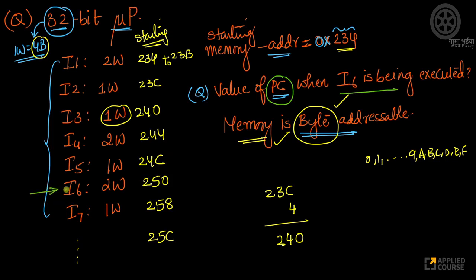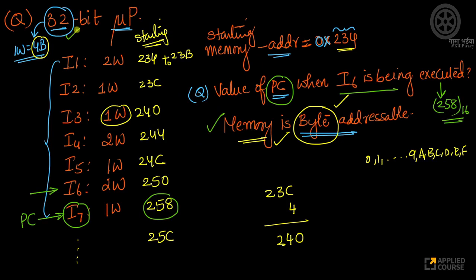Look at this. When I6 is being executed, the program counter will point to the starting address of I7. That's what it will point to. Right? What is the starting address of I7? I7 starts from 258. So the answer here is 258 in hexadecimal. That's it. Very simple. Here, in this problem, you have to be careful that the memory is byte addressable.